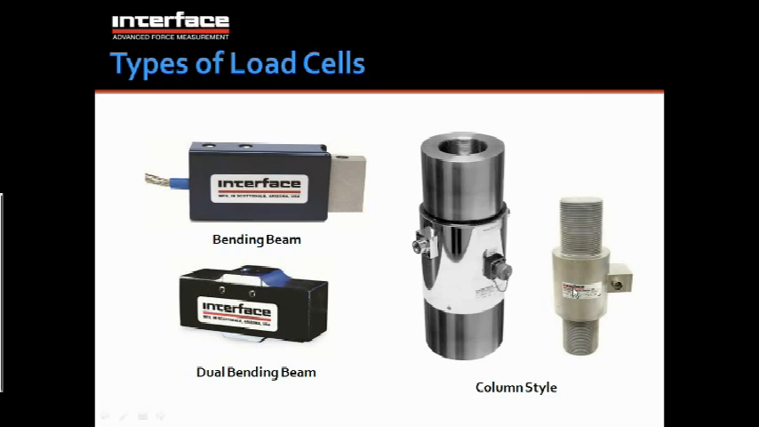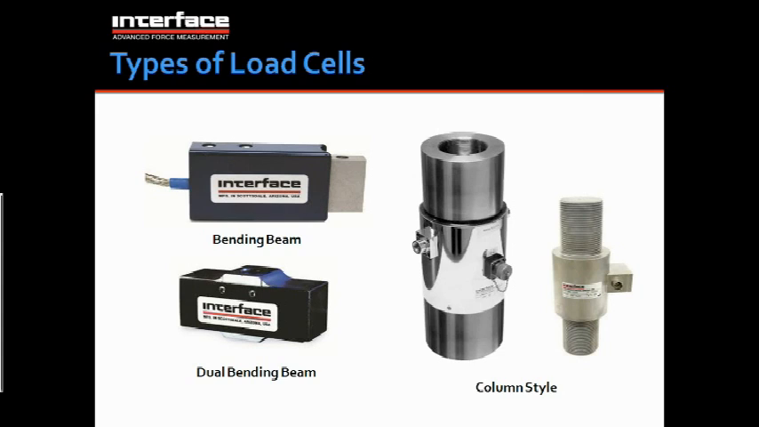What I have here is a slide showing some of the standard models, some of the basic models that we manufacture here at Interface. On the upper left, we have a bending beam load cell. Right below it, we have an SML, which is a dual beam load cell. To the right of that, we have the column-style load cells.